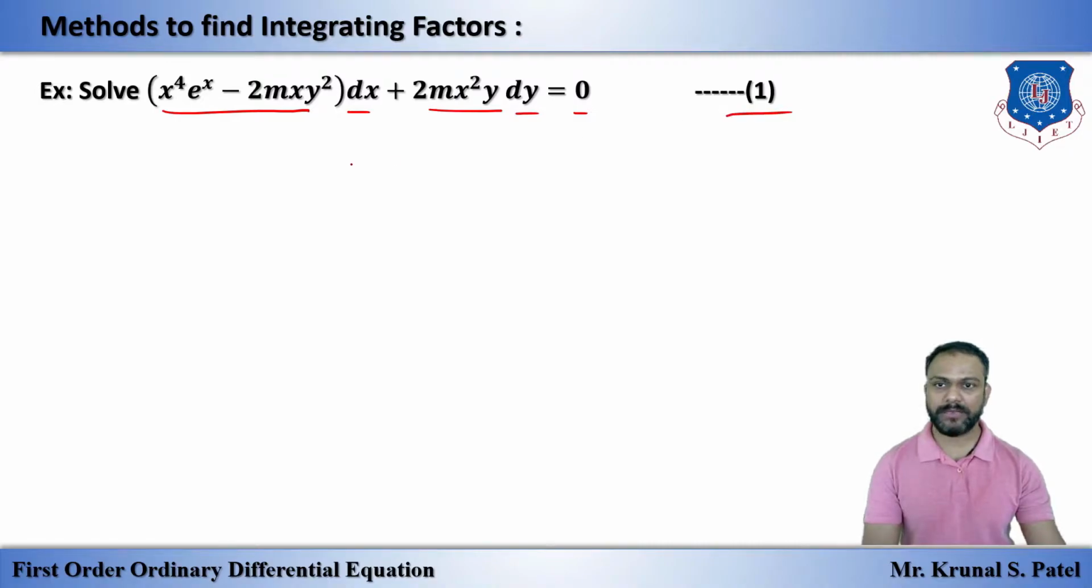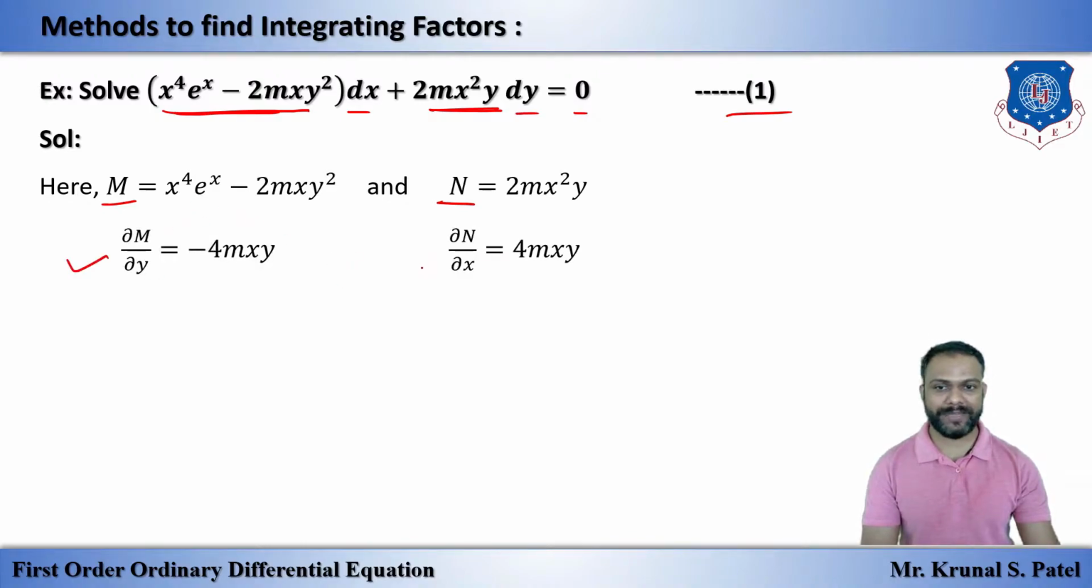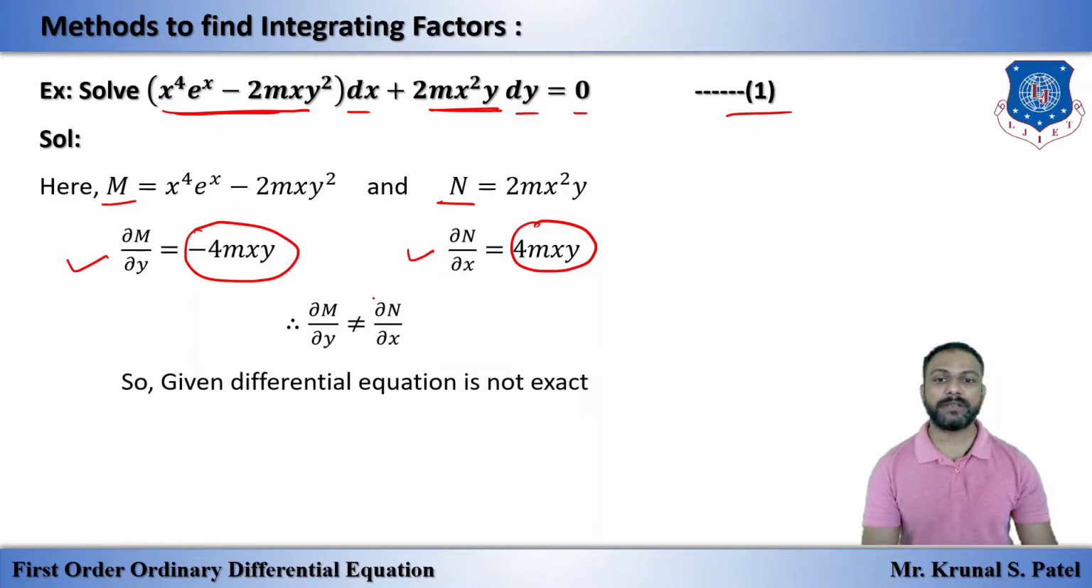Let's say this is equation number 1, this is our M, this is our N. Differentiate M partially with respect to y, and differentiate N partially with respect to x. We have these two derivatives, and you can see that this is minus 4mxy and this is 4mxy. Both are not equal, that means the given differential equation is not exact. Now if it is not exact, then what? We will first check whether method number 1 is applicable, that means whether the given differential equation is homogeneous. No, so method 1 is not there.